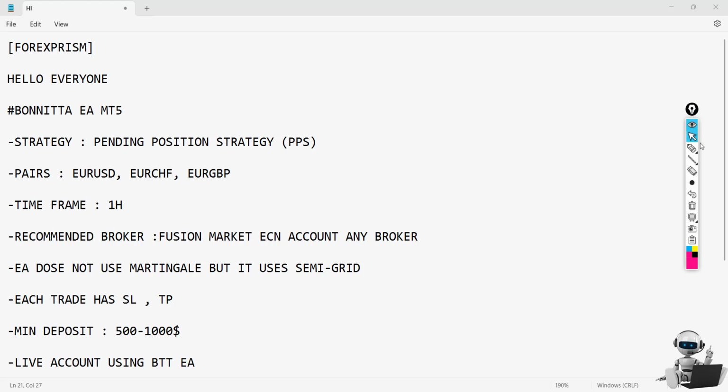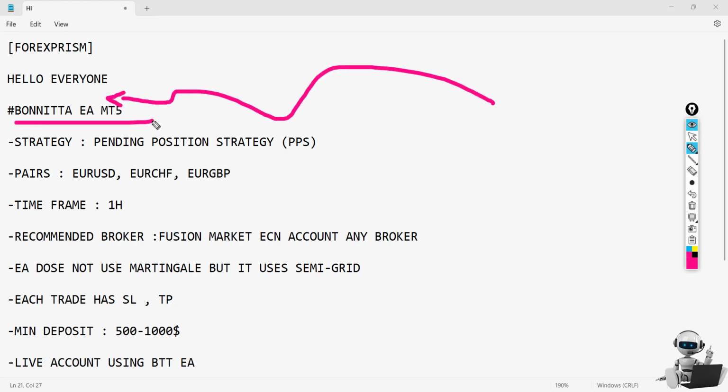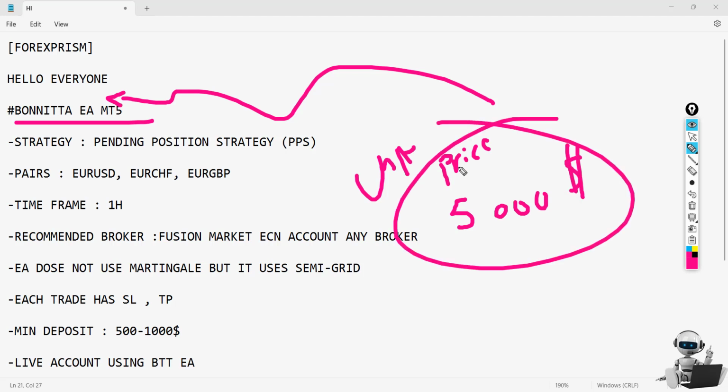Today, finally, with the release of Bonita EA MT5, it is finally unlocked and you can purchase it. It has been quite some time since there was a lot of demand for this EA because it seemed to be profitable, but the price of purchasing this EA is quite expensive. For 10 activations you have to pay 5,000 US dollars or more, so that's kind of expensive.